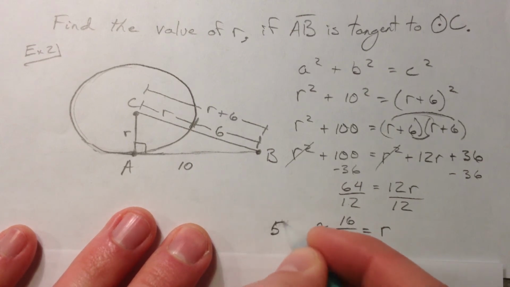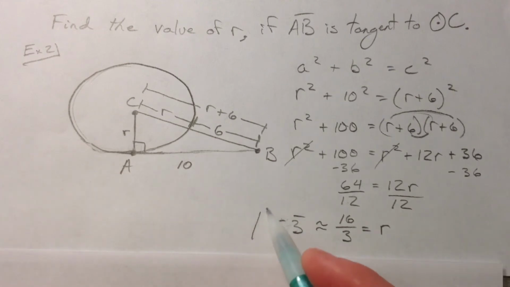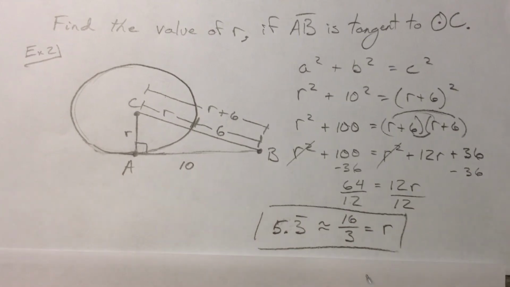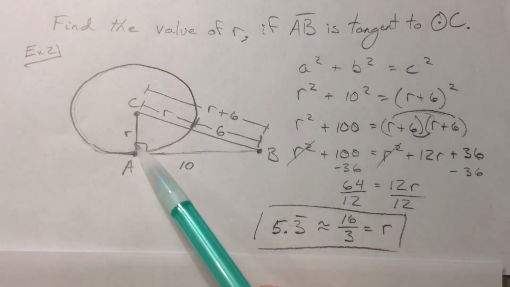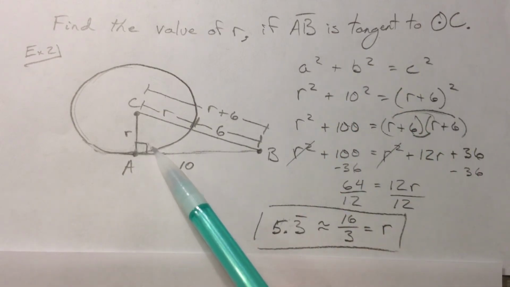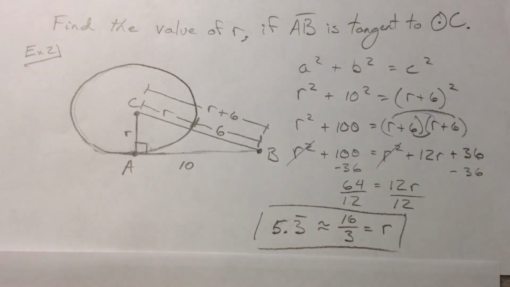So 5.3 repeated. And there you have it, what the radius of your circle is. And so it all belongs to, if it's tangent, then it's perpendicular to the radius. And then you have a right triangle, so a squared plus b squared equals c squared.